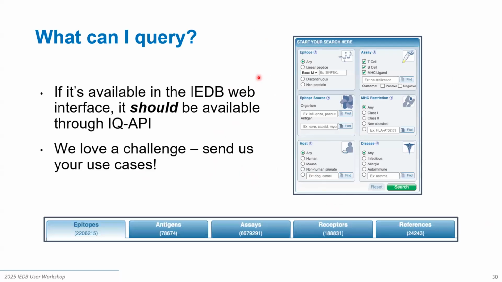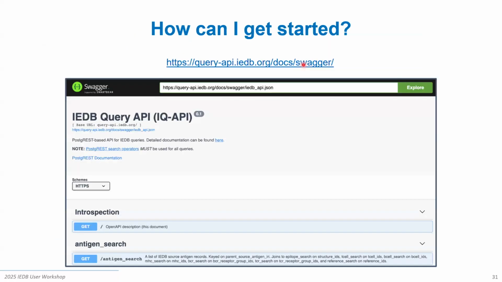So what can you query within the API? If it's in the IEDB interface, it should be available in the API. If it's not, make sure to message us, because we would love challenges to try to figure out how to replicate the web interface within the API, because that's how the API is designed to work.